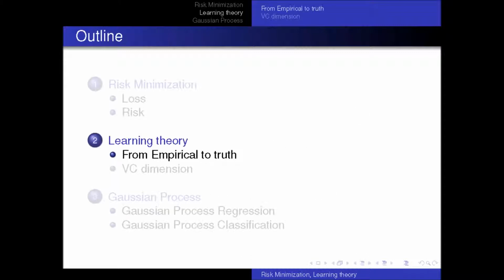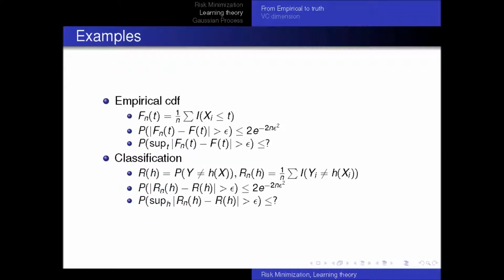Now we want to know from the empirical risk to the true error. So assume we have data points from x1 to xn. How do you estimate the CDF of this distribution? Well, it doesn't depend on the distribution. I just ask you to compute the CDF, the cumulative distribution function. How do you estimate that?